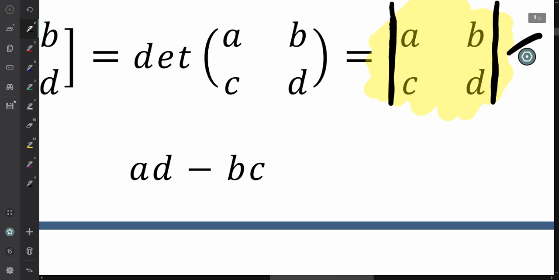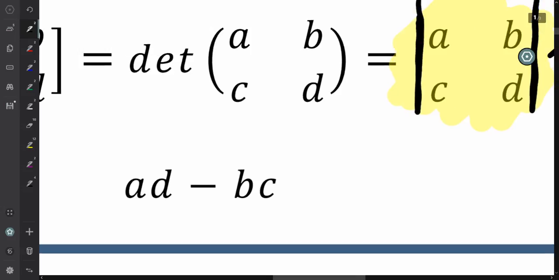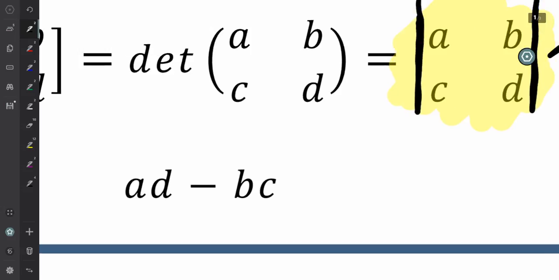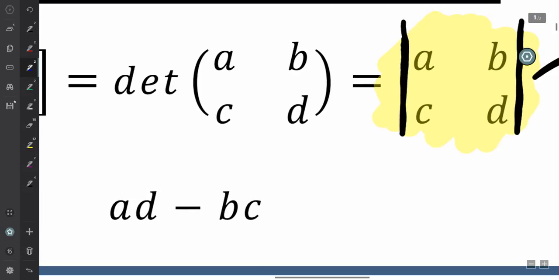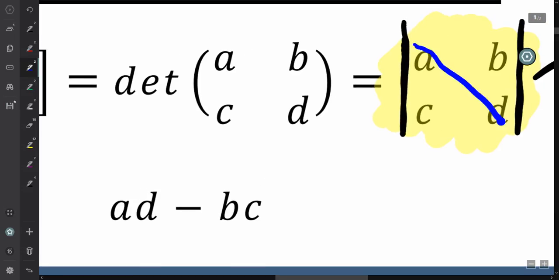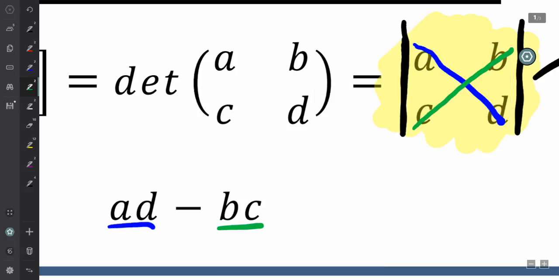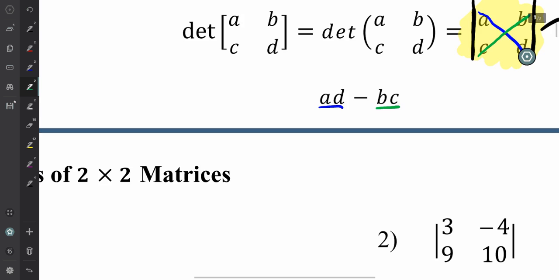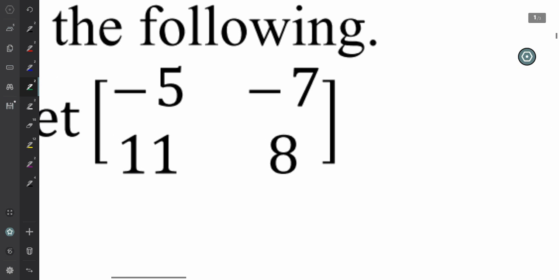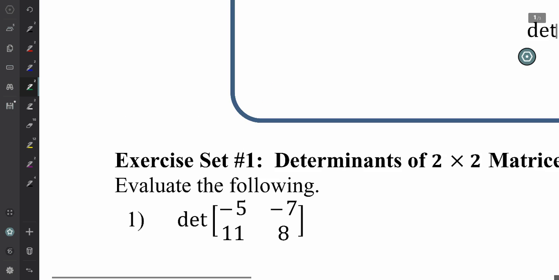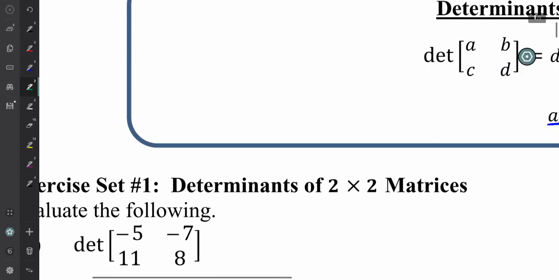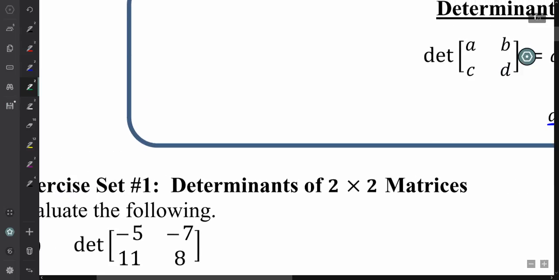Now, to find the determinant, all we do is subtract the product of the diagonals for a 2x2. So I'm going to find my first diagonal, A times D, and I'm going to subtract my second diagonal, B times C. Once I do that, I'm going to find the value of the determinant from there. So let's look at the first example. The main way to know how to do it is to look at the labeling. Notice that it goes alphabetical left to right in the rows: A, B, then the second row, C, D.